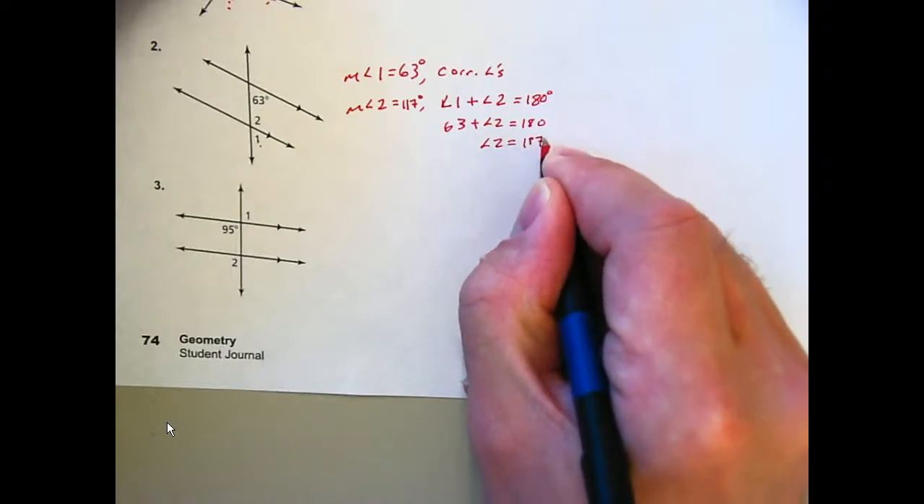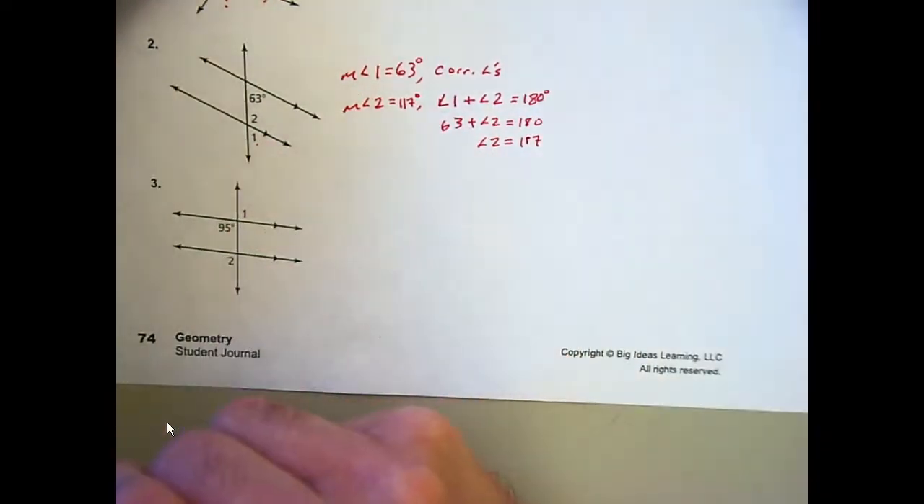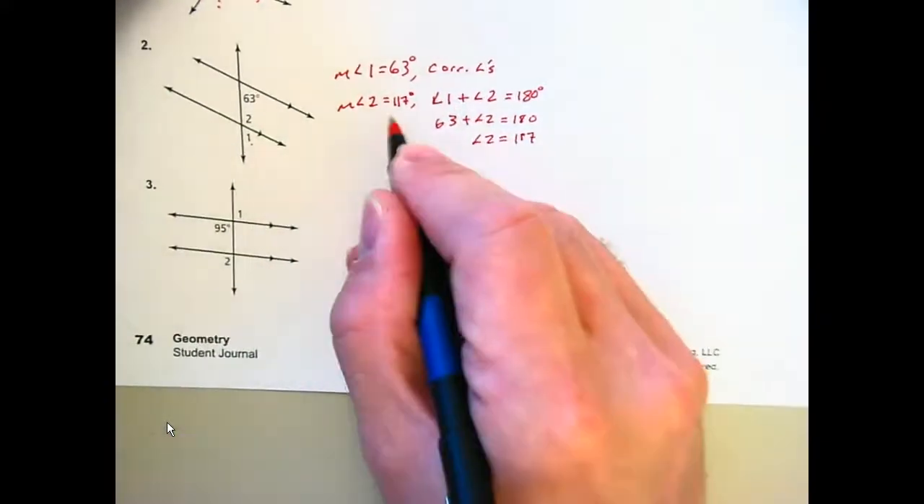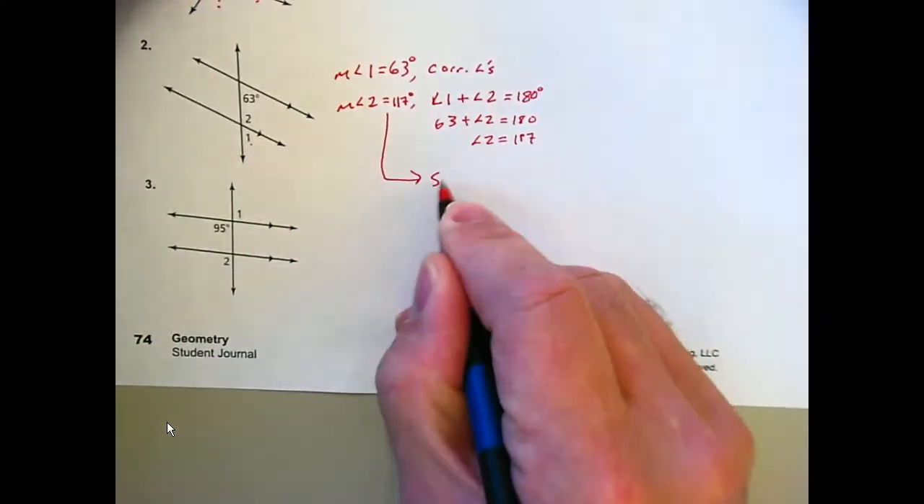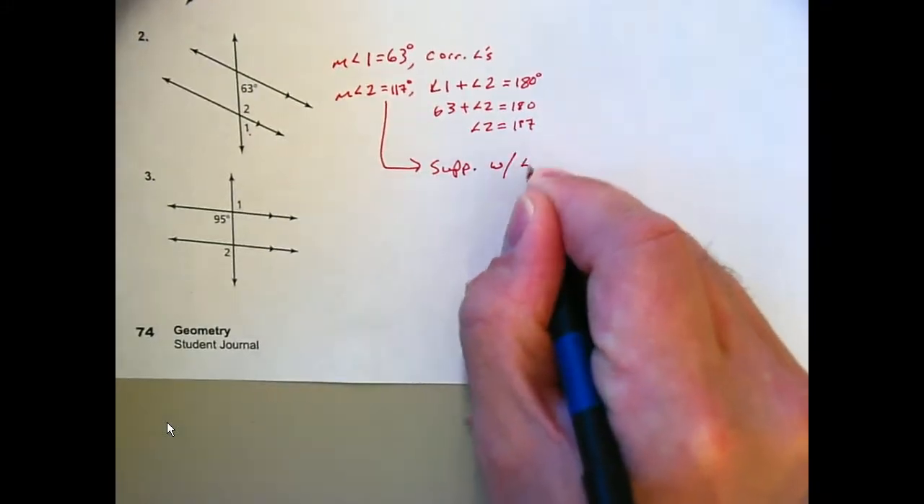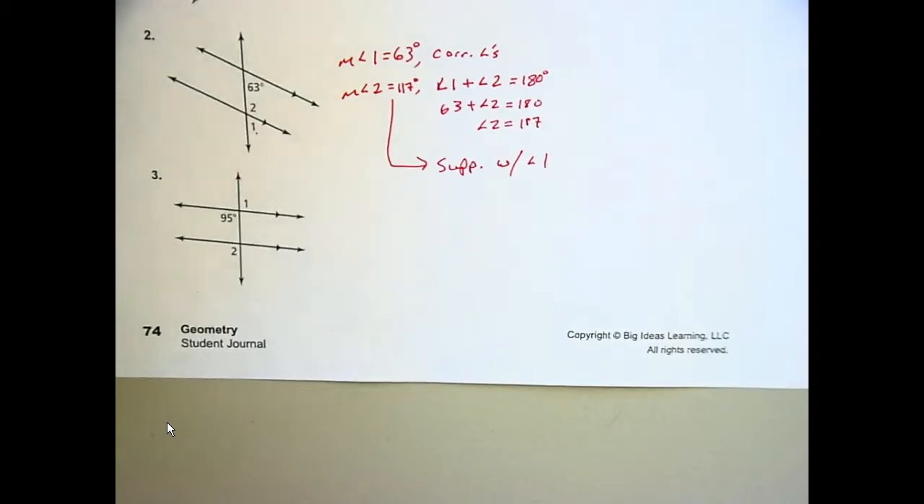Now, you don't have to write all that down. You could just say supplementary with angle 1. That would be fine. Okay? So if you wanted to, your reason could just be supplementary with angle 1. Supplementary angles. Good job.